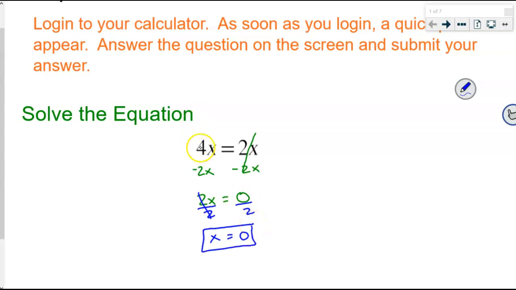So how could we have 4 of something being equal to 2 of something? If that something is 0, it works. 4 times 0 is equal to 2 times 0. Because 4 times 0 is 0, and 2 times 0 is 0.